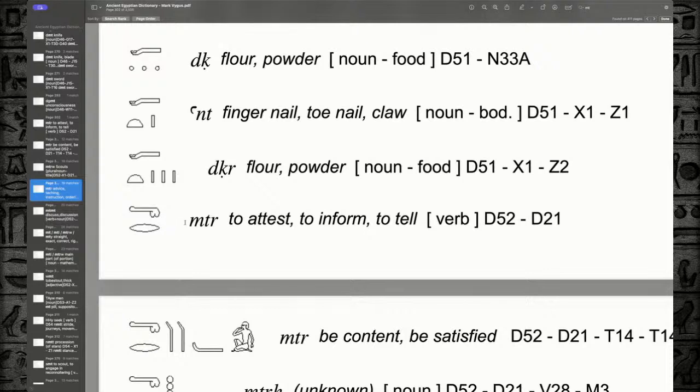That's what it's there for. And the word meter in the language means to attest, to inform, or to tell. It's a verb in this instance. And telling and informing and attesting has nothing to do with a phallus in the mouth, literally. Anyway.